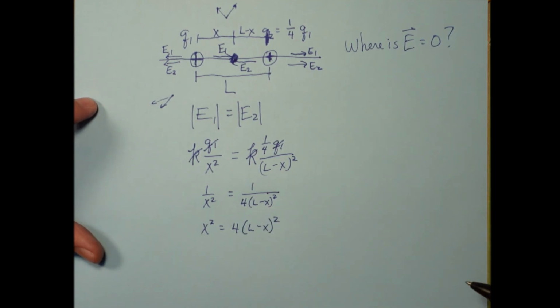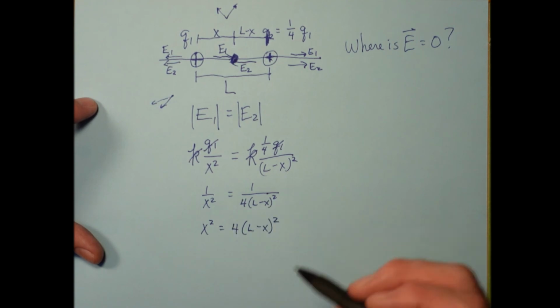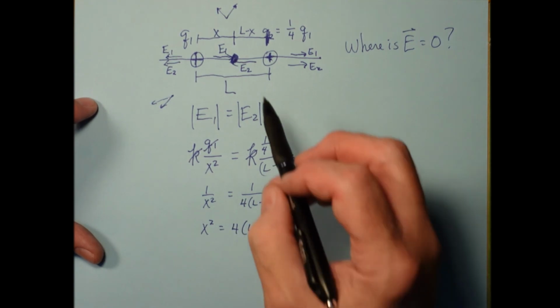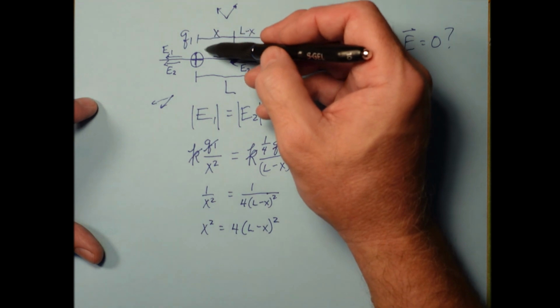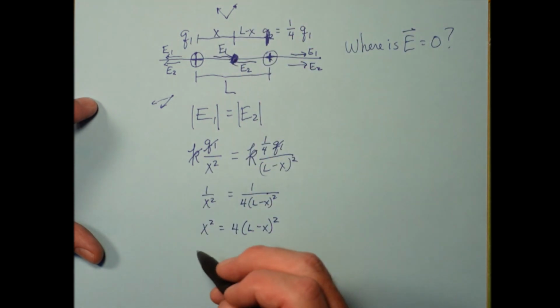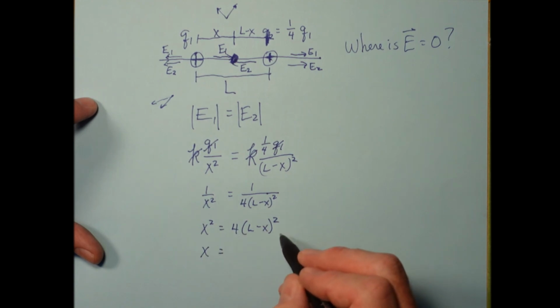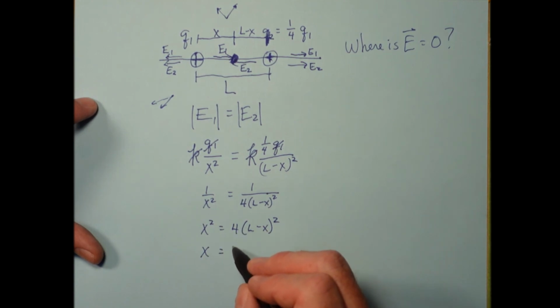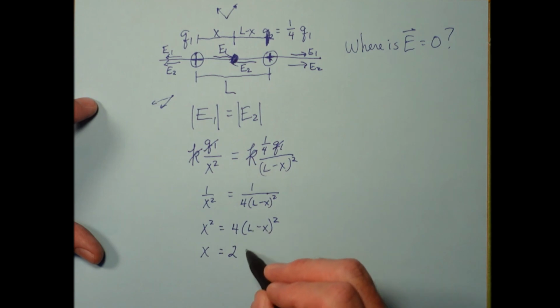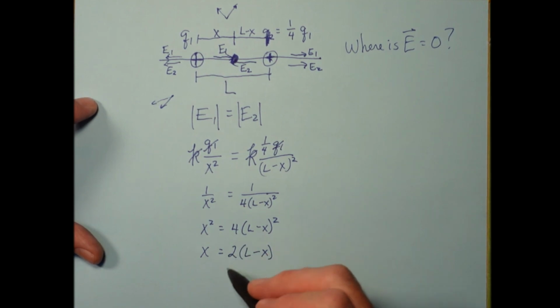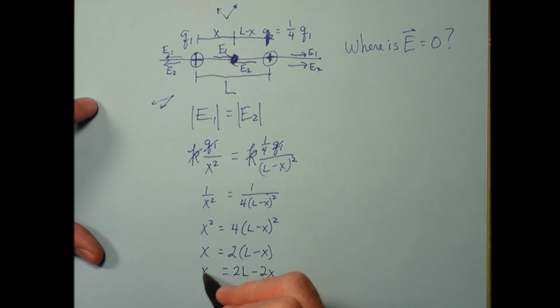Okay, now to get to a solution, there's a lot of ways to do this. It's a quadratic equation, to be honest, but we could take a square root right away. We know that x is going to be positive because we're measuring it from Q1. So we'll just take the positive roots. This is just x. Take the square root of the right-hand side. Square root of 4 is 2. Square root of that in parentheses is just L minus x. Okay, let's distribute the right-hand side. 2L minus 2x equals x.